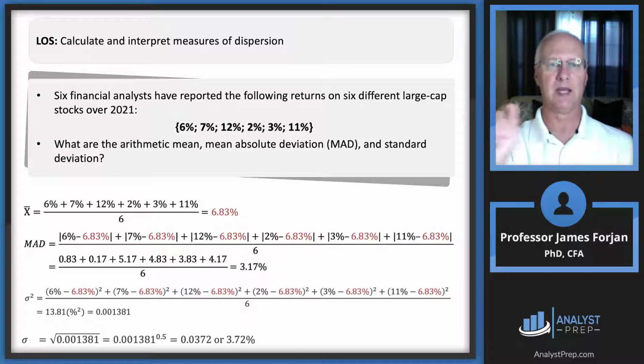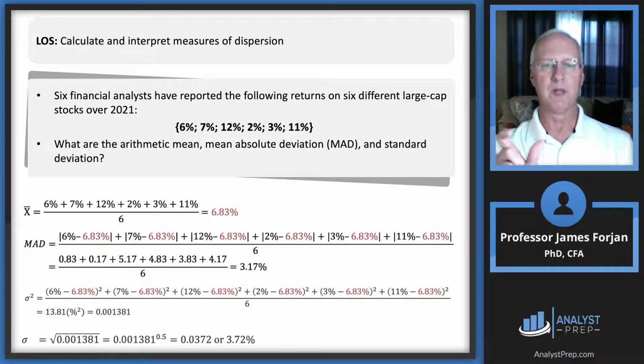The LOS, calculate and interpret. So we believe that the middle value here is 6.83%. We've calculated the MAD, we've calculated the population standard deviation, and they're 3% and 3.7%. This is a measure of how wrong you can be relying on that measure of central tendency. And this should make perfect sense.